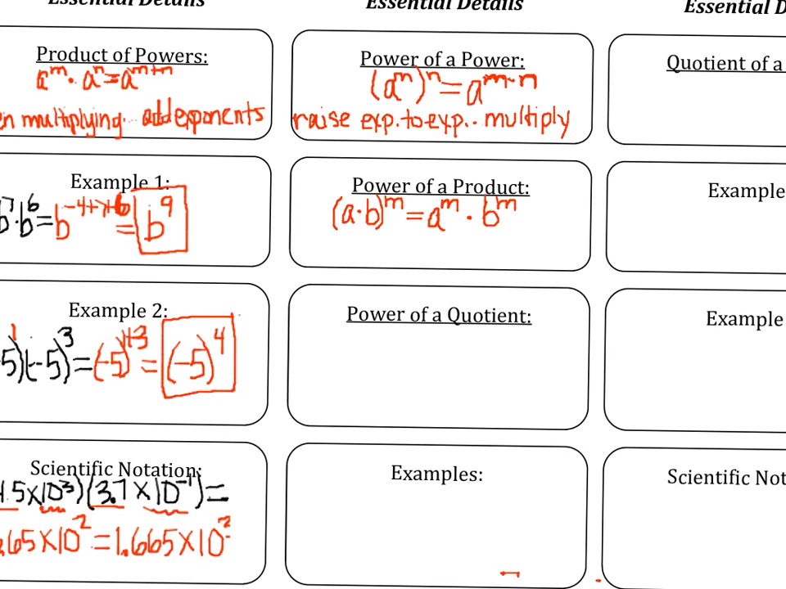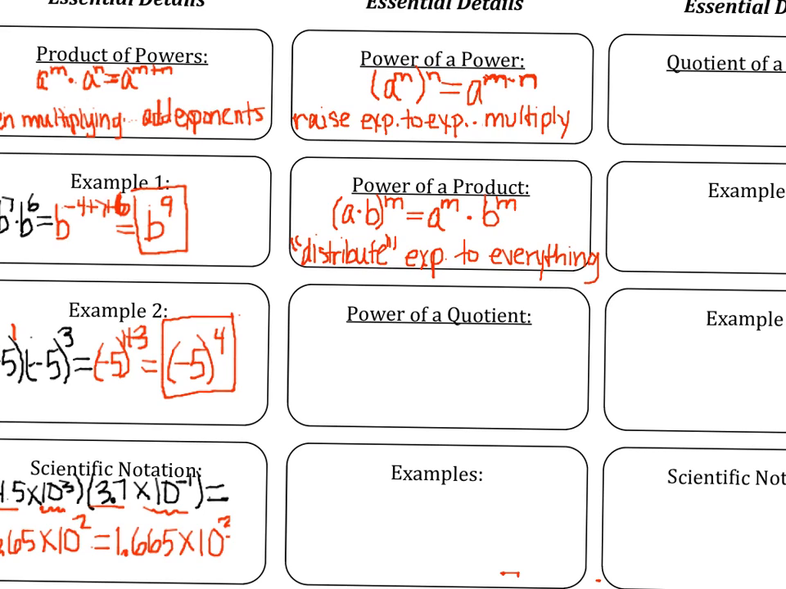A lot of students remember this as distribute. So I'm going to put distribute, but I'm going to put these around it. Distribute. Because we're kind of distributing our exponent to everything. So that's what we're doing when we have a power of a product.